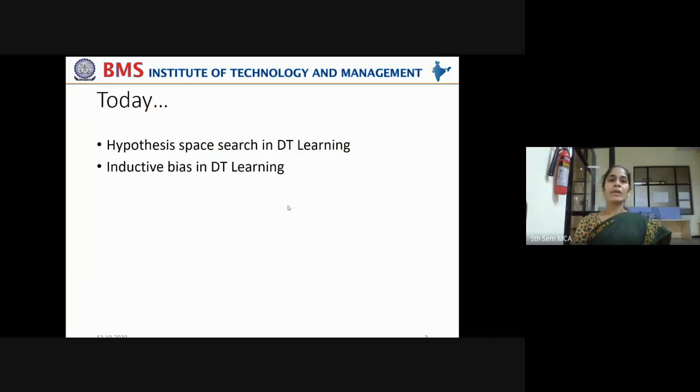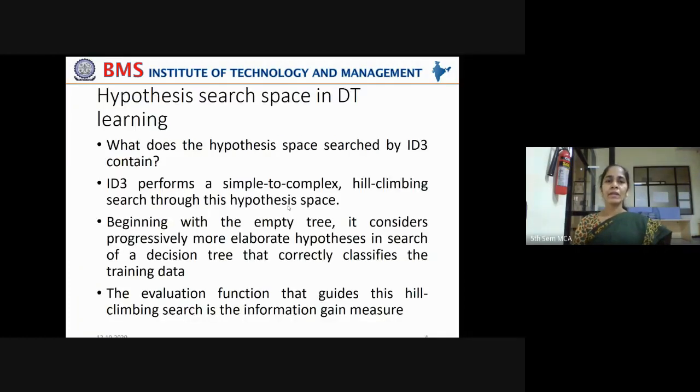Now, in this class, let us see what hypothesis space search in decision tree learning is and what inductive bias in decision tree learning is. Now, what does the hypothesis space searched by ID3 contain?